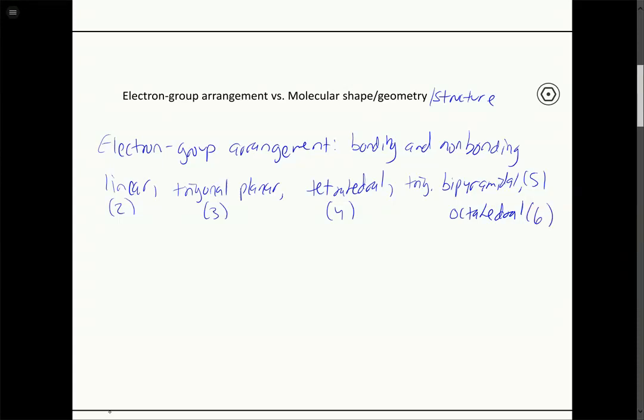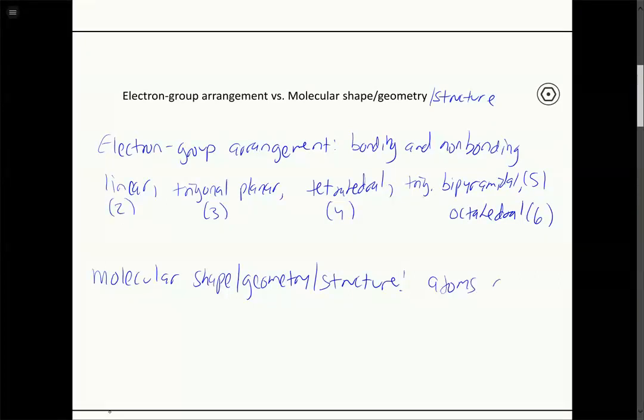So that's going to be the arrangement of all the electron groups, but then for molecular shape, or molecular geometry, or molecular structure as it's sometimes referred to, we consider only the atoms and not the lone pairs. And this has a lot more possibilities. Within each of these 5 electron group arrangements, there are multiple geometries that are possible, and that's going to be determined by how many lone pairs you have. So keep in mind that we do have 2 ways of classifying the shapes of molecules, and we might ask you about both of those, and I'll try to point out those differences as we go through some of these questions.